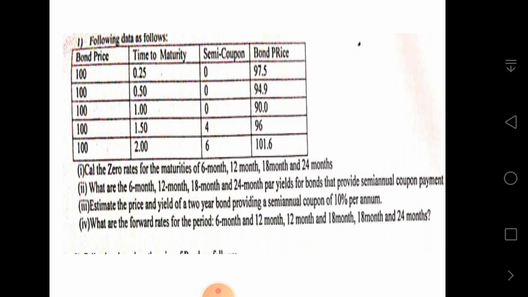As we understood in the discussion, when you want to calculate the forward rate, the base that we require is a zero rate. We need to note the zero rate between the two intervals of time of historical rates. That is, what is a forward rate? Between 6 months to 12 months, between 12 to 18, and between 18 to 24 months. Fine. Now let's look at each of these.